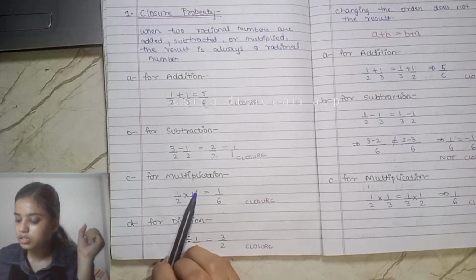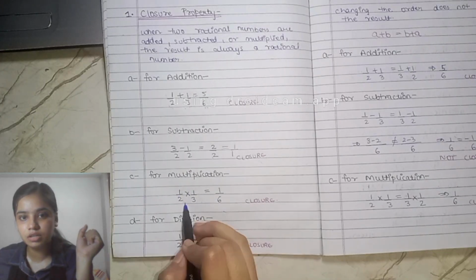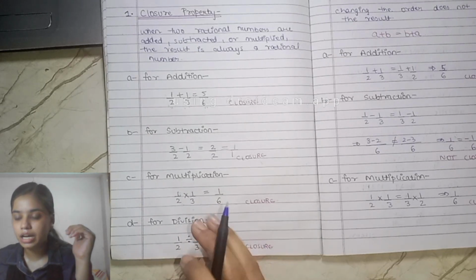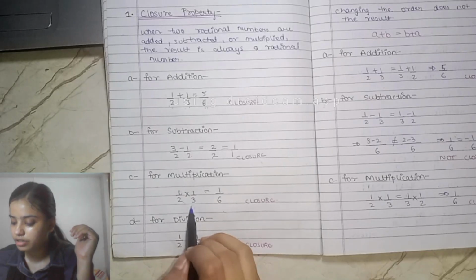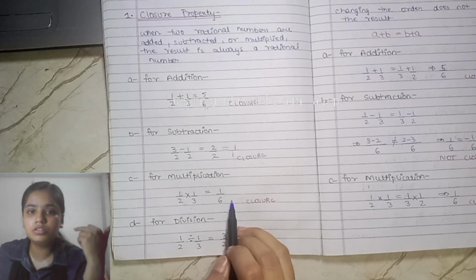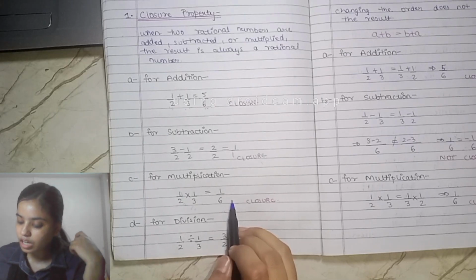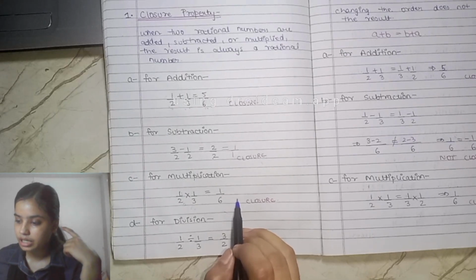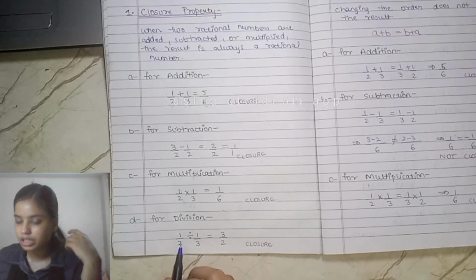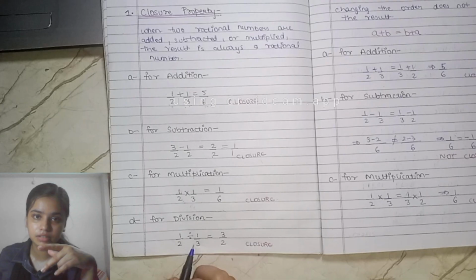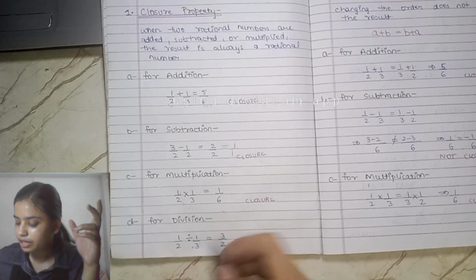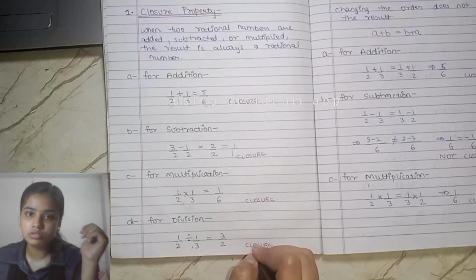So in multiplication, 1 by 2 is a rational number, 1 by 3 is a rational number. When we multiply these two rational numbers, our result will become a rational number. Means multiplication will also follow the closure property. Let's talk about division. In division, 1 by 2 divided by 1 by 3, we are just going to flip the second term as I told you earlier. So our answer will come 3 by 2. So it is also closure property.